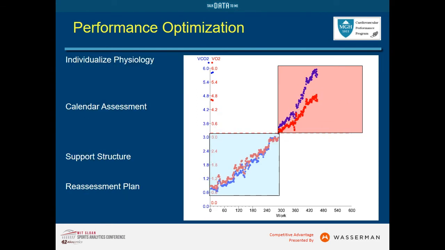So how do we take this information and then turn it into a plan? So there are basically 4 steps. 1 is to individualize his physiology. 2 is to generate a calendar assessment plan. 3 is to assess his support structure. And then 4th and most important is to turn this into a longitudinal program in which he's able to be reassessed, both with his coach's input and the rowing team's input, but also with our input so we can affirm that what he's doing is making sense.